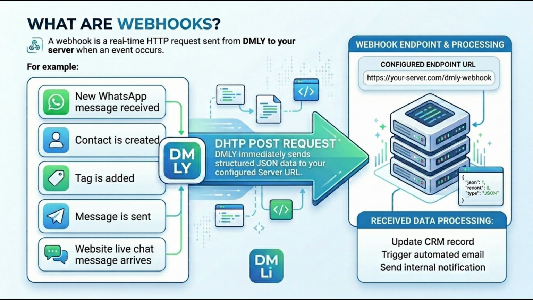How do webhooks work? A webhook is simply an HTTP request sent from DMLY to your server when a selected event occurs. For example, a new WhatsApp message is received, a contact is created, a tag is added to a contact, a message is sent, a website live chat message arrives. When any of these events happen, DMLY immediately sends structured JSON data to your configured server endpoint.